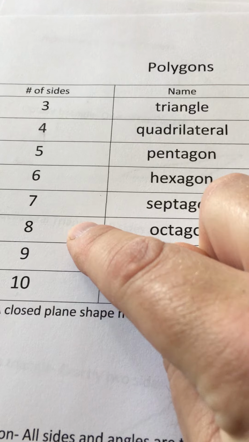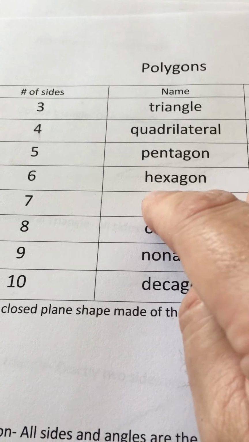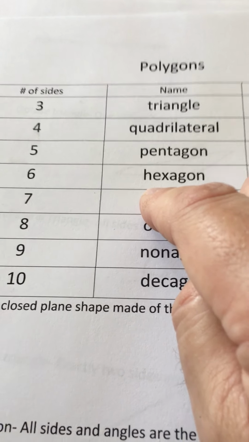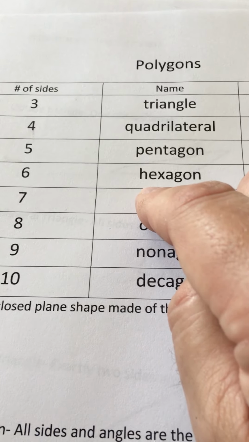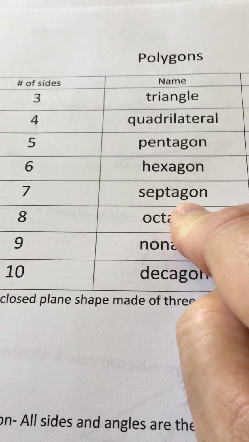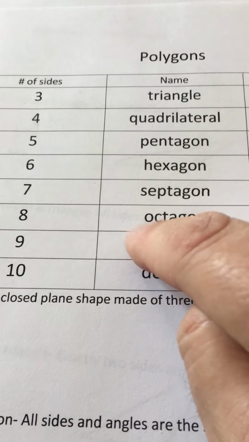7, you're never going to see a 7-sided one. Oh, hexagon. That's big in automotive work, right? All the bolts and stuff are hexagons. They're hex bolts. That's what they call them. Septagon is 7. They call it a heptagon as well.